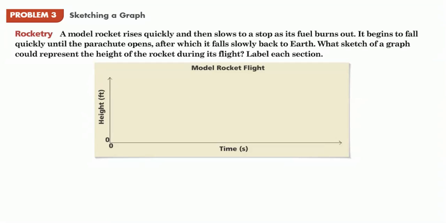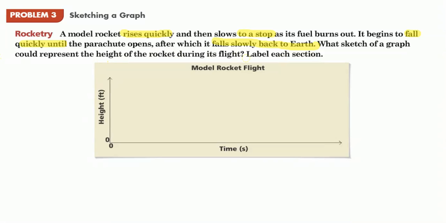We want to read this problem and make a graph that fits the scenario. A model rocket rises quickly, so I'm going to highlight "rises quickly," and then slowly slows to a stop, a complete stop, as its fuel burns out. It begins to fall quickly until the parachute opens. So it'll begin to fall, and after the parachute opens, it will fall slowly back to Earth. What is a sketch of a graph that could represent the height of the rocket during its flight?